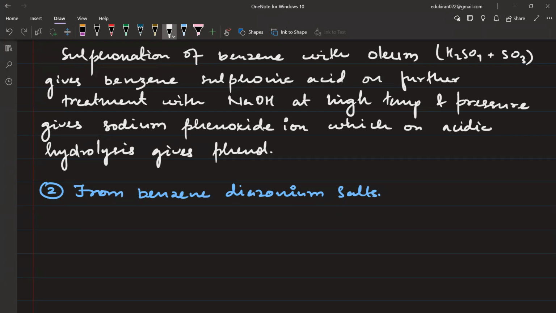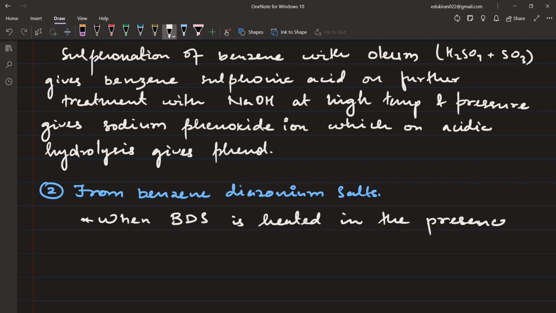Now for benzene diazonium salt, it is very easy. You just need an aqueous solution of benzene diazonium salt. If you heat it, it will form phenol. Right here, when benzene diazonium salt is heated in the presence of water, phenol is formed.